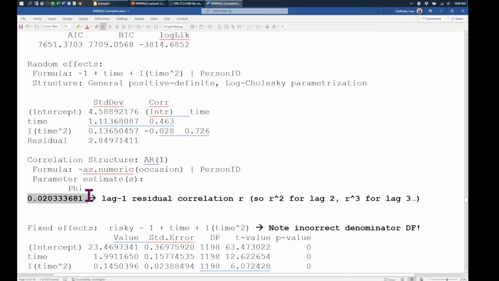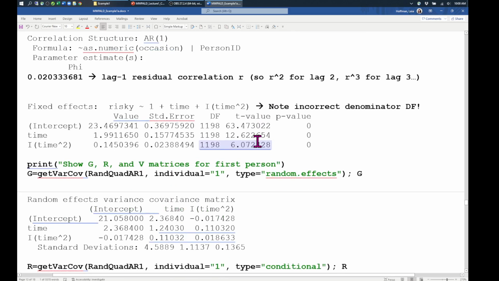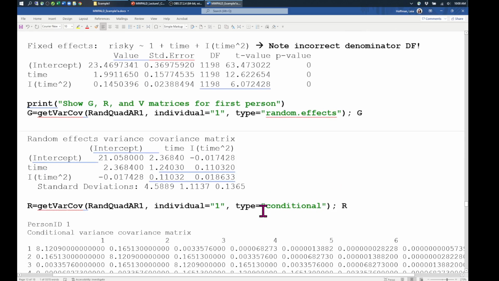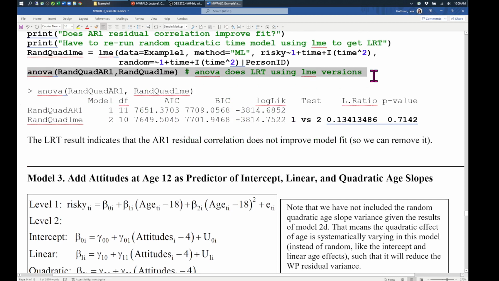Here is my new residual correlation parameter. It's 0.02. That's pretty tiny. And indeed, if I do a likelihood ratio test against the previous model, it doesn't really help. And so I won't end up keeping it. In order to do that, though, I had to re-estimate the other model using lme so that it was the same. Then I can use ANOVA to compare the two. So reviewer 2, thank you for that helpful suggestion. We did examine the potential for residual correlation and found it did not significantly improve the model, and therefore we did not include it. Thank you. Have a nice day.